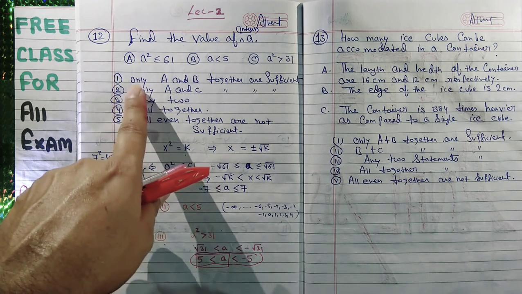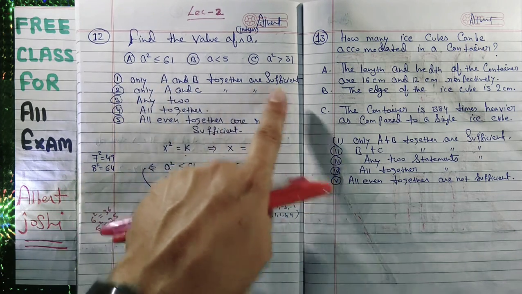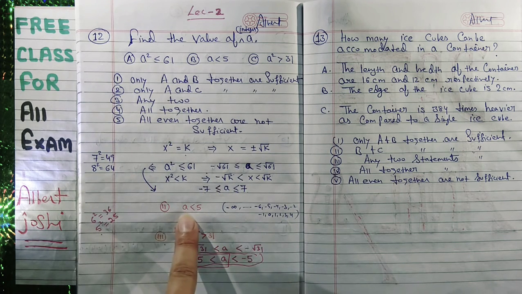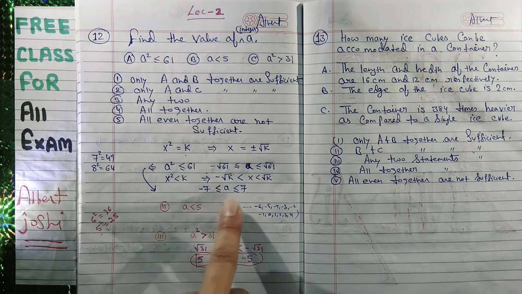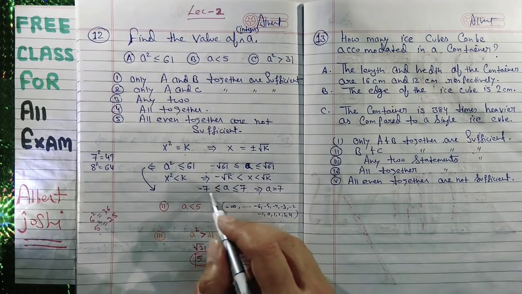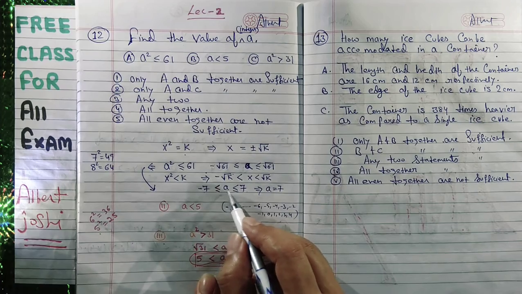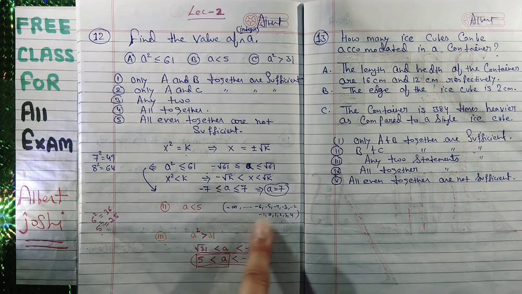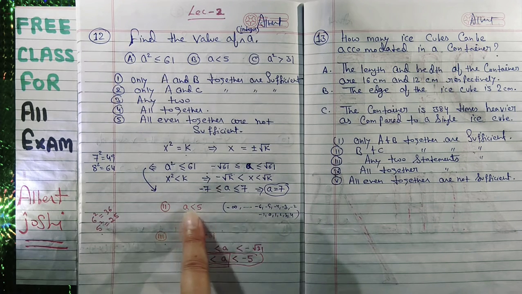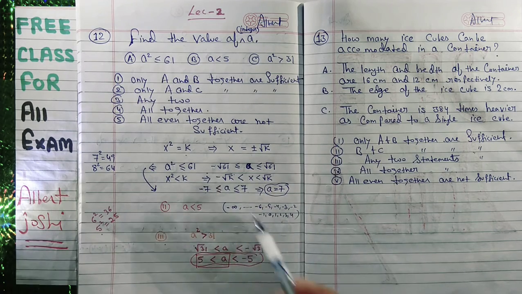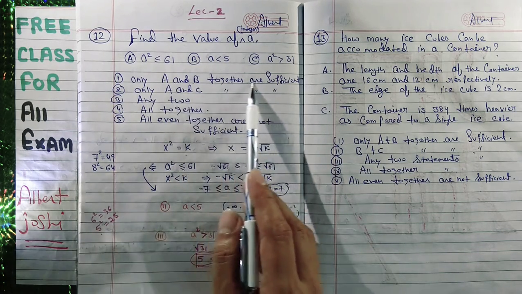Now what he is asking is whether only a and b together are sufficient. It is impossible by the help of a and b, because a is less than 5 and here we are getting a is 7. By the help of this we are getting a equal to 7, because -7 is less than a is less than 7. It means that a is 7. But here we are not getting a, because a is less than 5. So you can see that in this interval there is no 7. So a and b together are not sufficient.